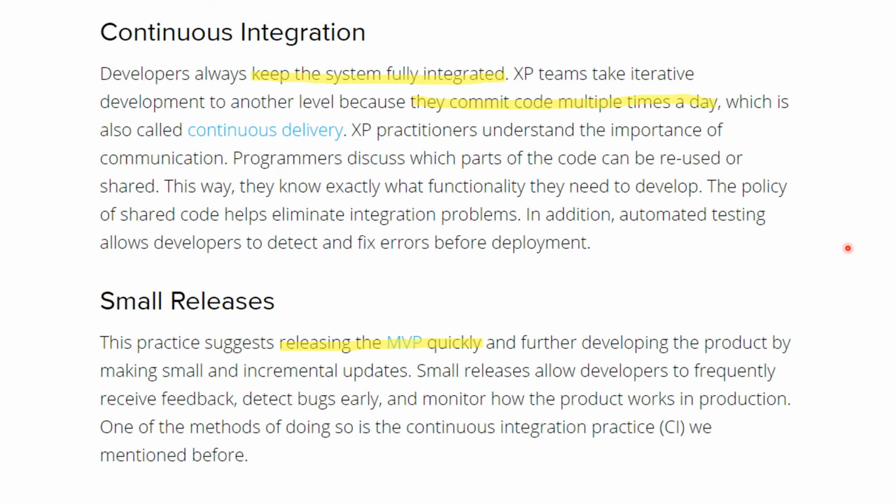CI/CD. Nowadays we are using DevOps along with the agile practice, which is very, very important. So continuous integration only evolved as DevOps today, right? Small releases. As we say in sprint, we talk about the sprint goal, maybe on every sprint. Similarly, XP suggests releasing a minimum viable product quickly, and further developing the product by making small and incremental updates. Small releases allow developers to frequently receive feedback, right?